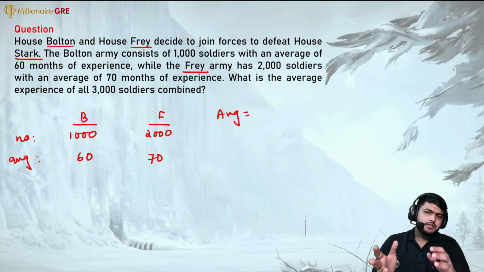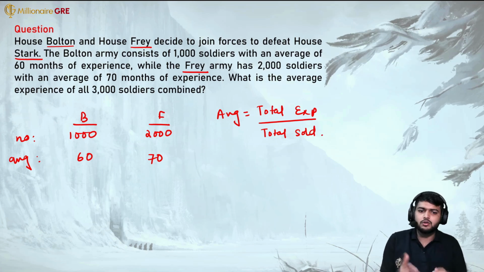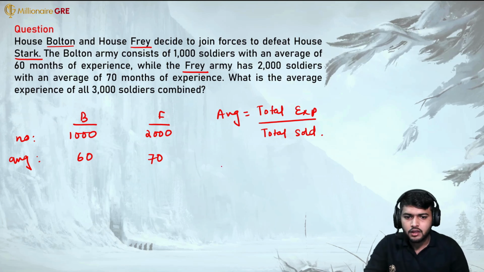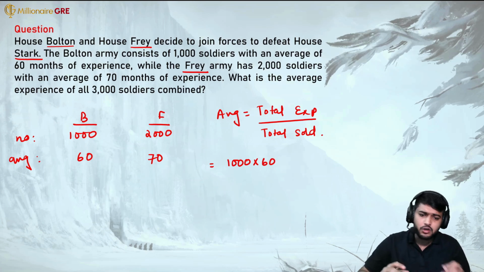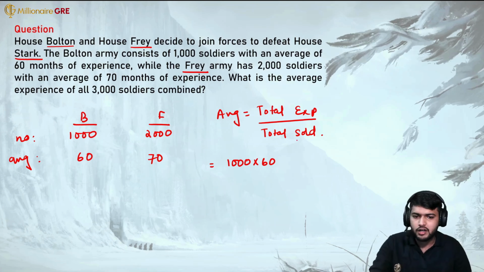Here, average experience can be calculated by finding the total experience that all the soldiers have upon total number of soldiers. If you find the total experience of all the soldiers upon total number of soldiers, that will give you average experience of each soldier. Now, total experience of Bolton army would be 1,000 times 60. There are 1,000 soldiers. Average of them is 60. So 1,000 times 60 will give you the total experience of Bolton army.